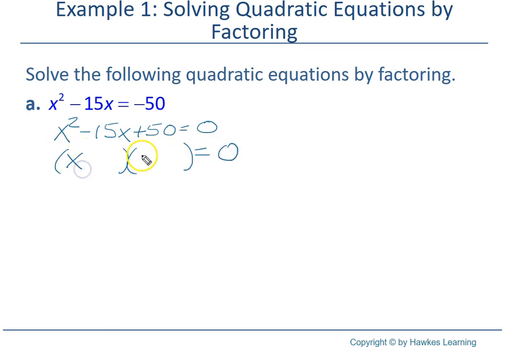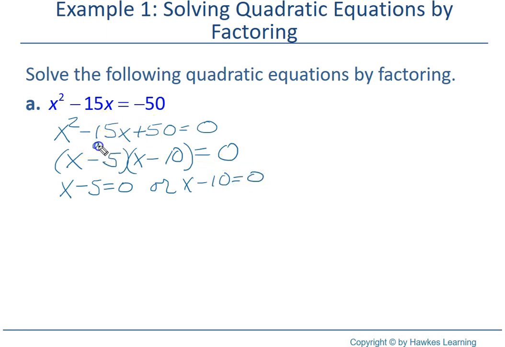So these usually aren't too difficult to factor. This would be a 10 and this would be a 5. 5 times 10 is 50, and if we add our outers and inners, that should add up to 15, and this is positive, this is negative, so both of these need to be negative. So then our next step is to equate each of these to 0. x minus 5 equals 0, or x minus 10 equals 0.